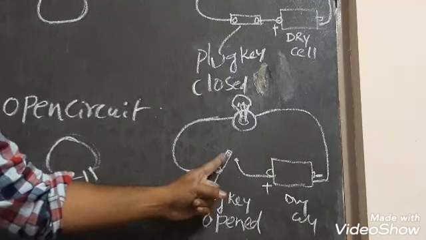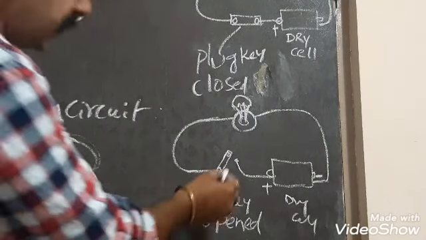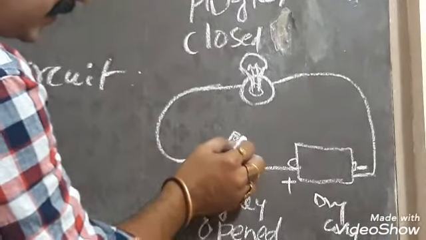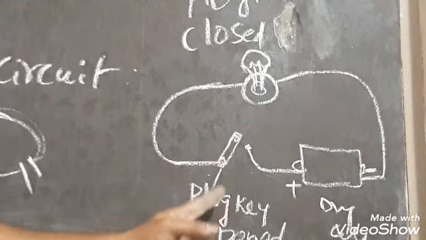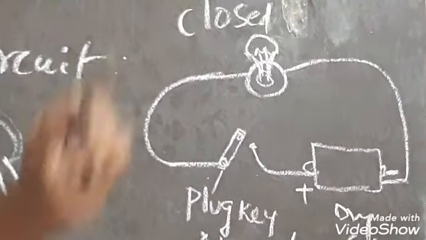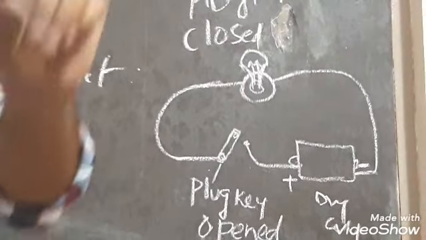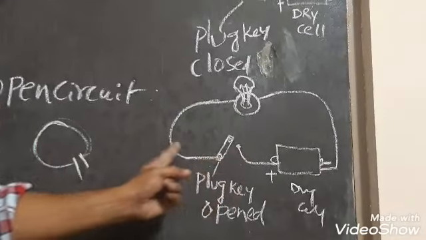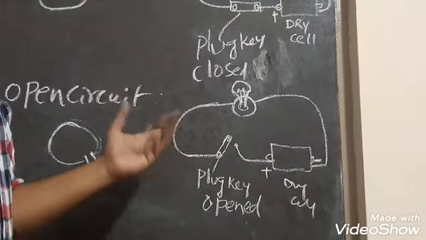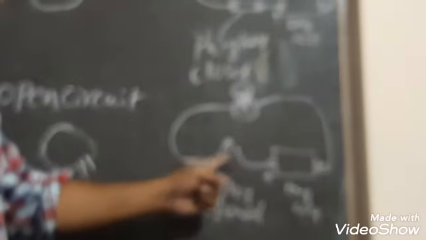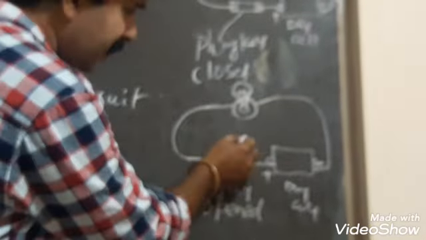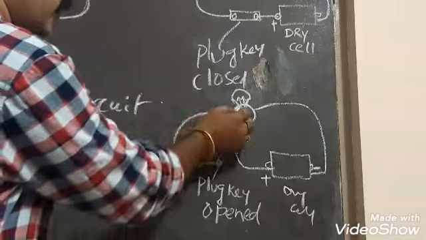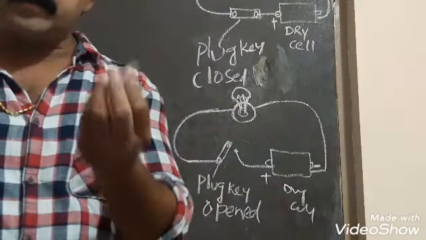But now you see the key is in off position. You see the end of the battery cell, the connection from the battery, has no contact with the plug or key. It is terminated because we switched off. When we switch off, the link will be terminated. Then there would be no continuous flow of current. When this link is broken, it won't supply the current to the bulb. So you can't expect the bulb to glow.